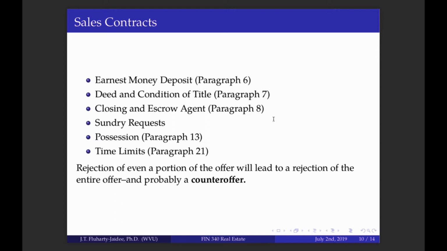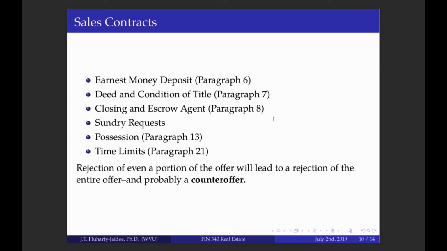Okay. Paragraph 8 will list who is responsible for closing costs and who is responsible for dealing with the closing and who is the escrow agent. So this may be either of lawyers for the party, the seller or the buyer. It could be the bank. It could be an escrow service. Okay, but it must list who are the escrow agents and who is going to deal with the actual transferring consideration of property. Then you will have several paragraphs which deal with sundry requests.